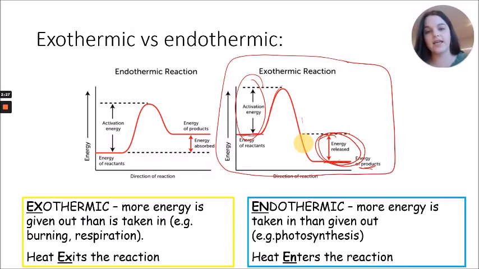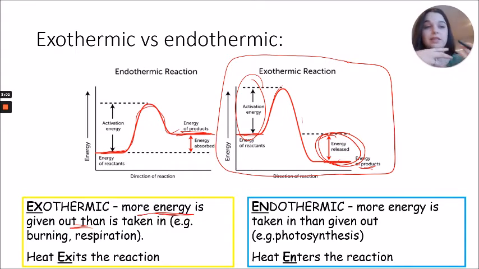On the other hand, an endothermic reaction, I have got my energy of reactants and energy of products. Again, I've got my activation energy to have a successful collision. If I look at the difference between reactants and products, overall, I've had to absorb some energy to get there. So this is endothermic. The energy supplied to break those bonds was more than the energy given out when we made new bonds.